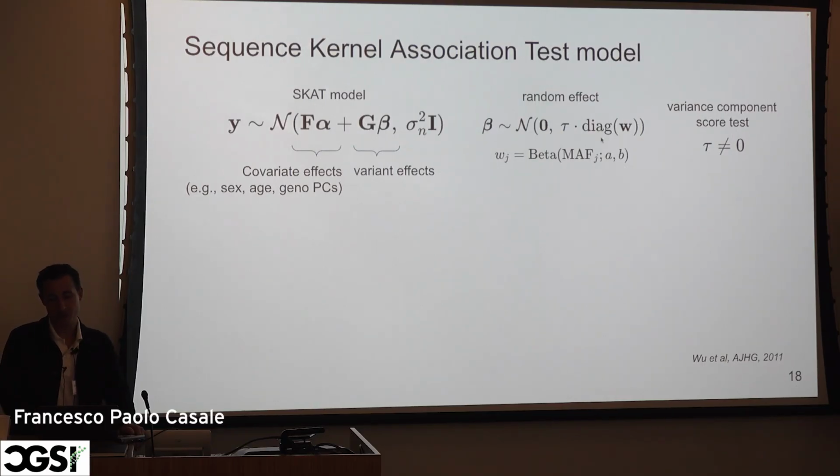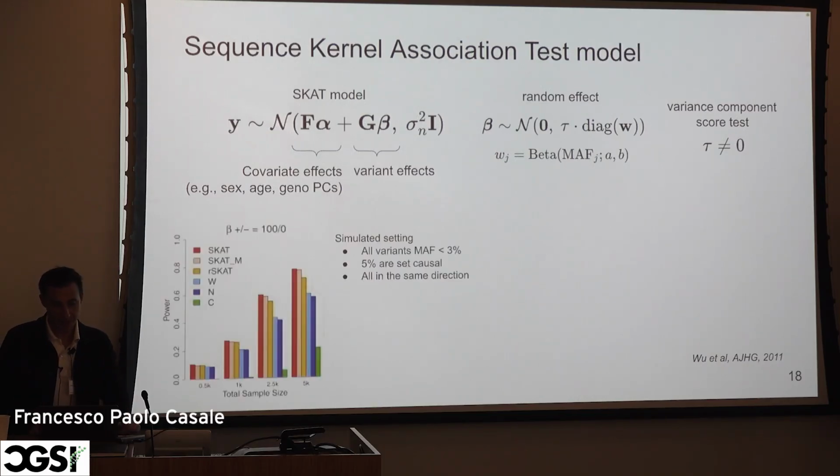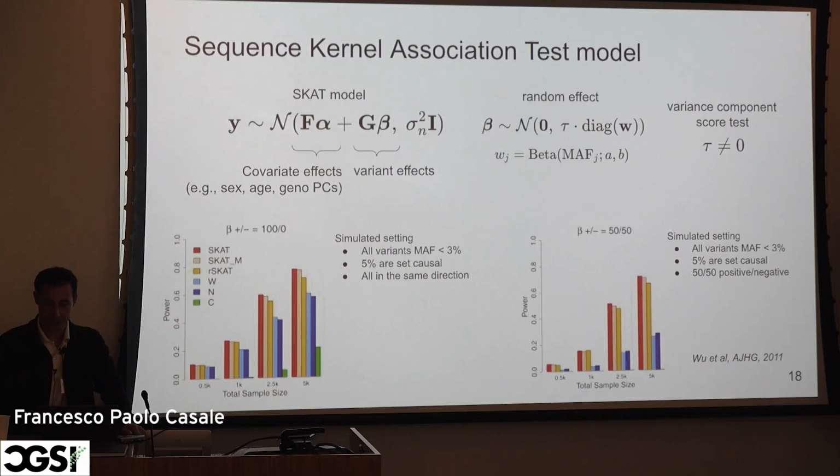Within this framework, you can do a variance component score test to assess whether collectively the variants in the gene affect the phenotype. What has been shown is that this test can perform much better than burden tests. Typically, the main scenarios in which this has been assessed are when you have a relatively high allele frequency threshold to define rare variants, and also when only a certain percentage of the variants included in the test are simulated to have an effect, so are causal.